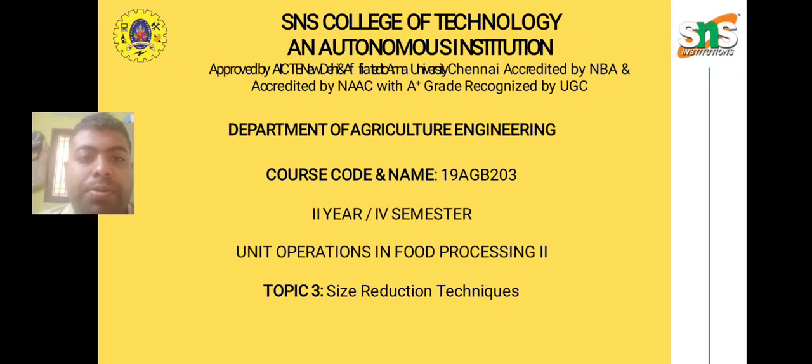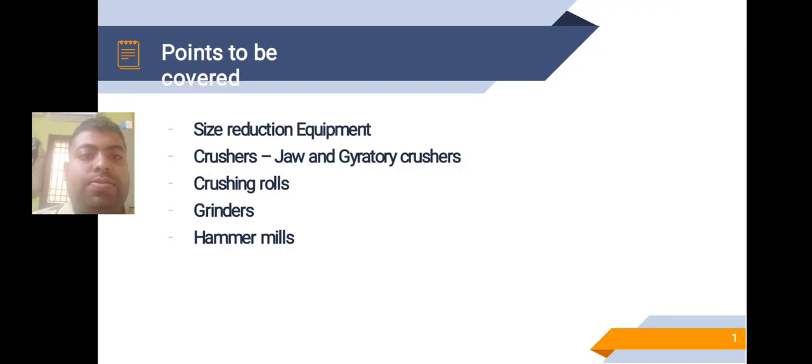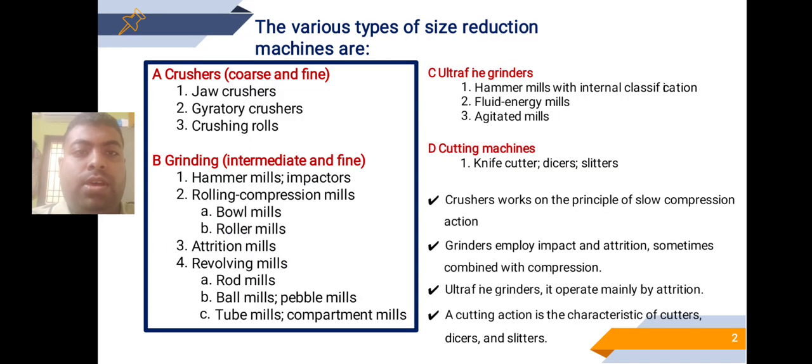The topic I am going to cover is unit operations in food processing, specifically size reduction techniques. The points covered are size reduction equipment: crushers, jaw and gyratory crushers, crushing rolls, grinders, and hammer mills. The various types of size reduction machines are crushers, coarse and fine: jaw crushers, gyratory crushers, and crushing rolls.